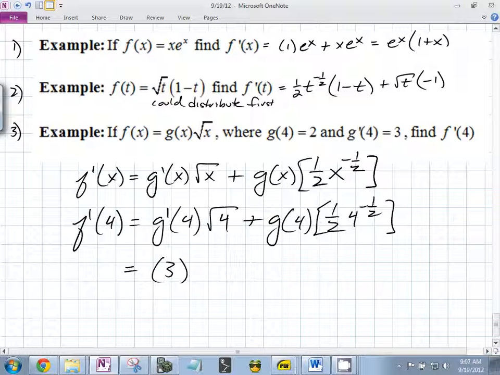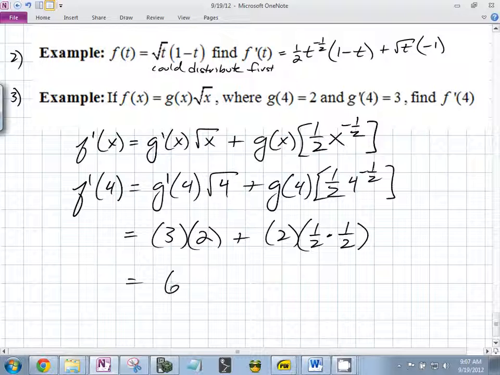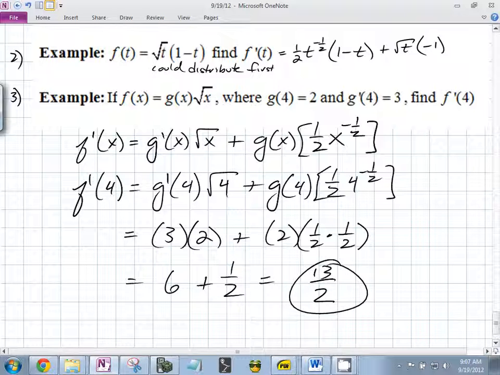What's the square root of 4? What's g of 4? And what's 4 to the negative 1/2? 1 over the square root of 4. So you end up with 6 plus 1/2. So it's going to be equal to 13 over 2. That's just fill in the blank right there.